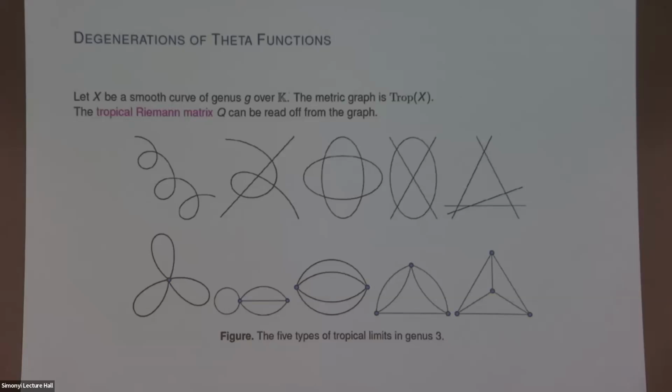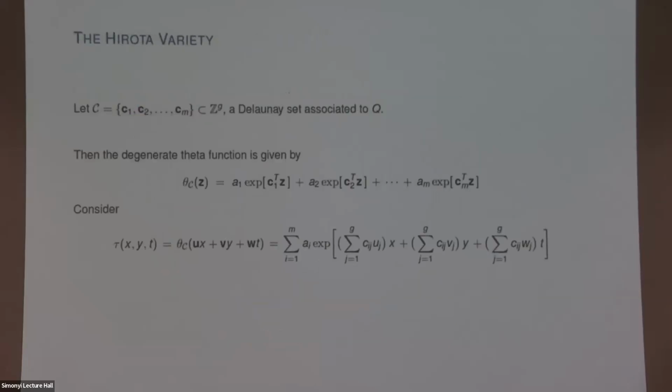And then you can write down the degenerate Riemann theta function. Again, this set is a Delaunay set associated to Q. I'm not defining that again, but these are very special sets. Then the degenerate theta function is this finite sum of exponentials.